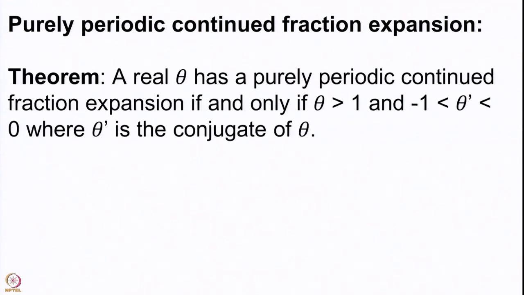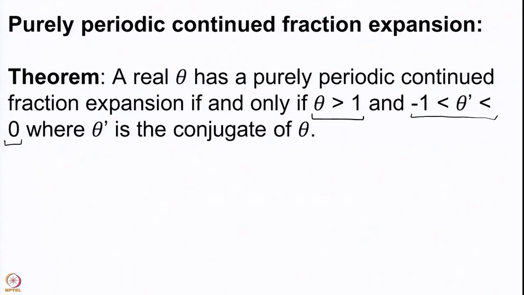These are what are called purely periodic continued fraction expansions, and there is this very nice result that a real theta has a purely periodic continued fraction expansion if and only if there are two conditions. Condition 1 says that your number has to be bigger than 1. So the number theta has to be bigger than 1 if it has to have a purely periodic continued fraction expansion, and minus 1 less than theta prime less than 0, where theta prime is the conjugate of theta.